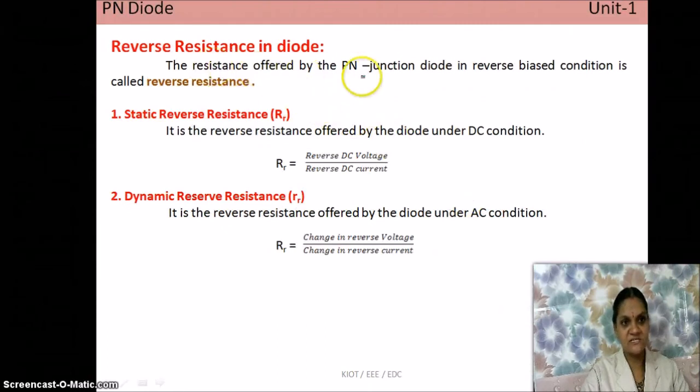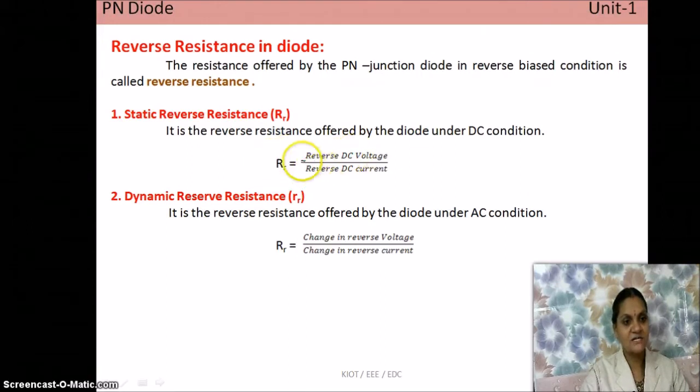Similarly, reverse resistance is the resistance offered by the diode under reverse bias condition. That too, under reverse bias, if this diode is used for DC condition, it is called static reverse resistance, and if it is used for AC condition, we call it dynamic reverse resistance. This is similar to forward resistance, whereas we have to consider this with respect to reverse characteristics, that's all.